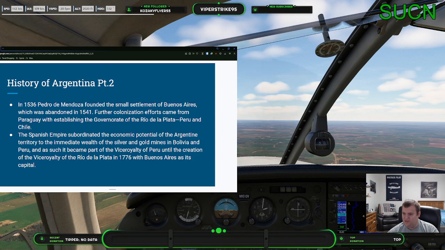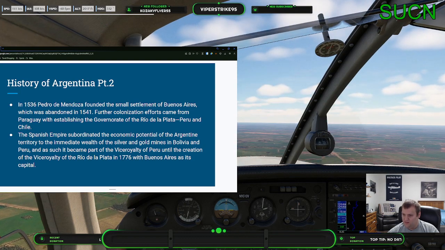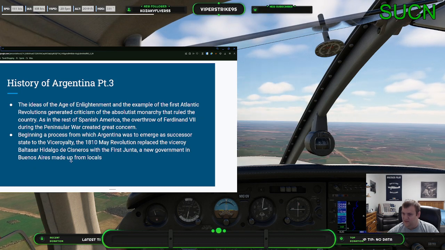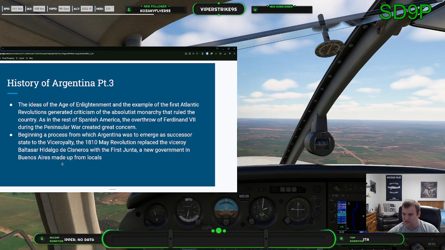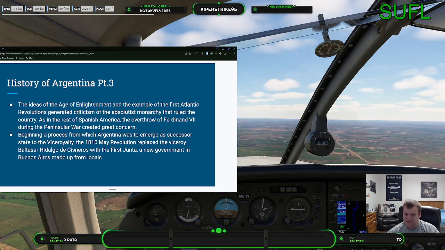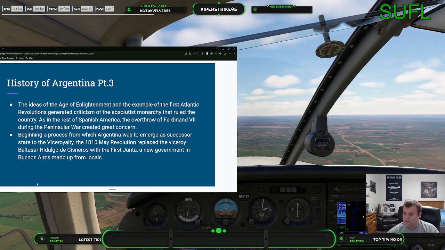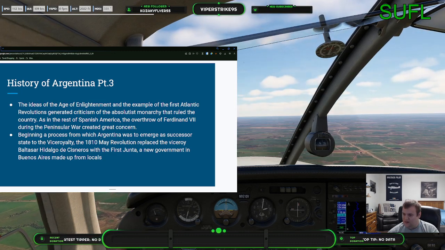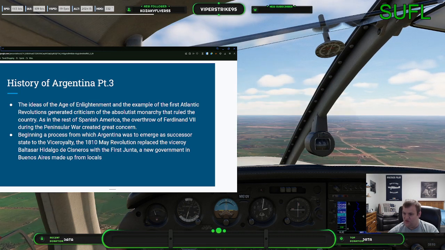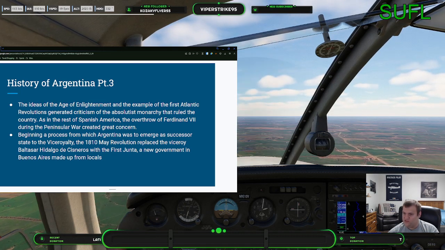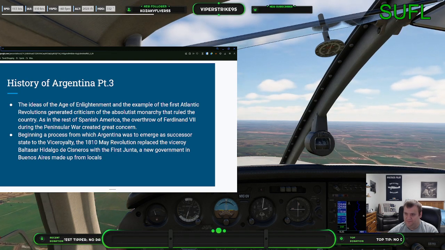The ideas of the Age of Enlightenment gained ground throughout the country, and as a result, when Ferdinand VII was overthrown during the Peninsular War, it caused great concern, and a lot of ideas spread about Argentine independence. And beginning with the 1810 May Revolution, a new government was started by the locals, and it caused an independence war in Argentina.